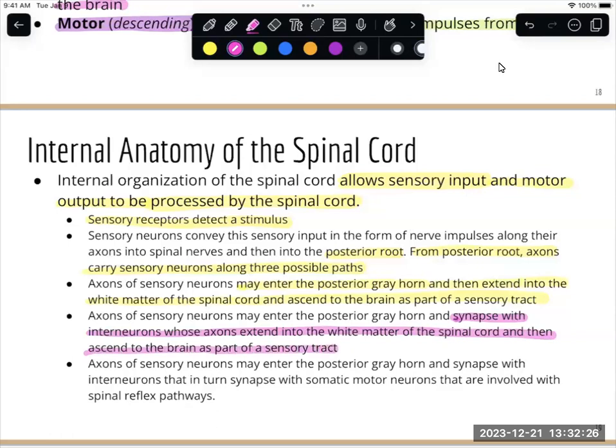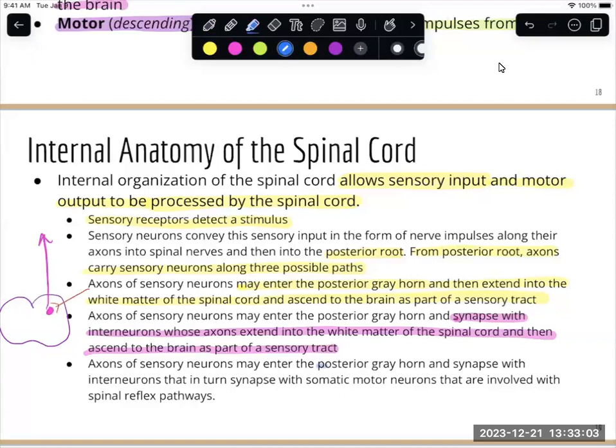So, drawing. So I have my spinal cord. I have information coming in. It's going to synapse with another neuron who is then going to take that information up to the brain. That's my other option.